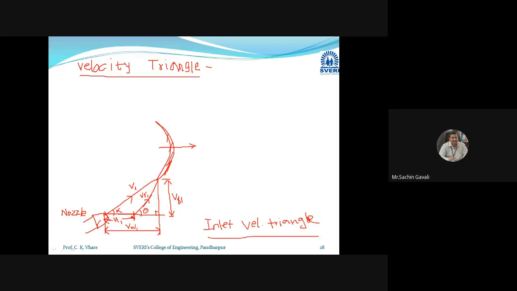And there is a relative difference. This nozzle is making an angle alpha with the horizontal, the tangential direction. Therefore, alpha is called the nozzle angle at inlet. There is V1 and U1, and the relative difference between them we call VR1.